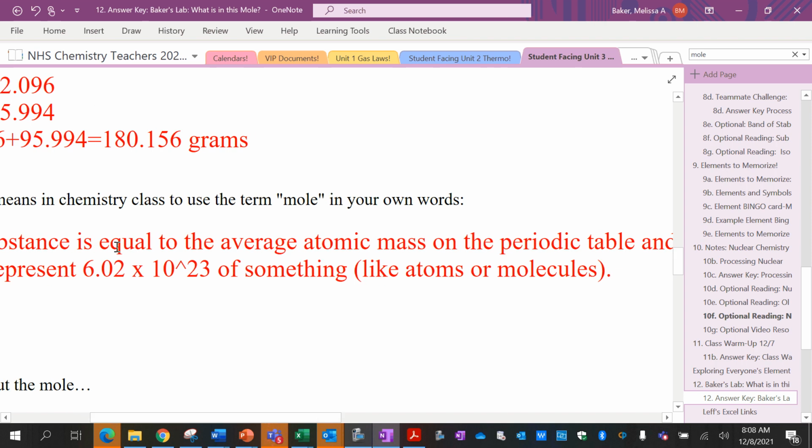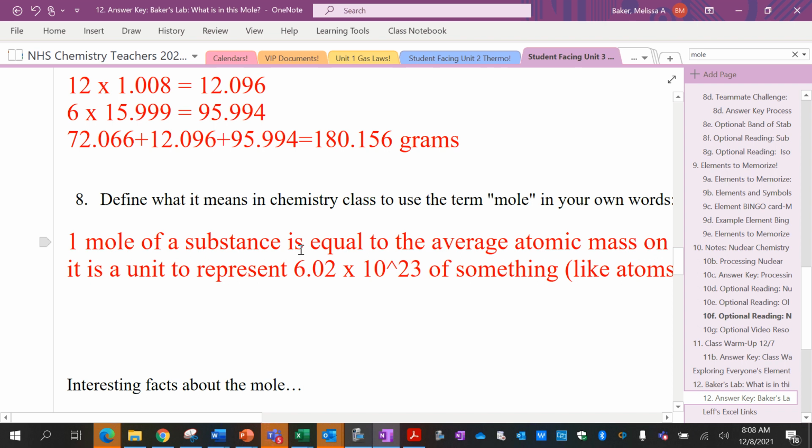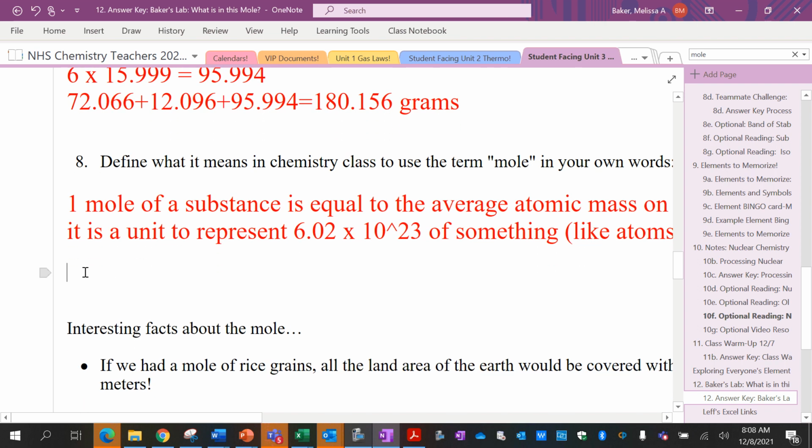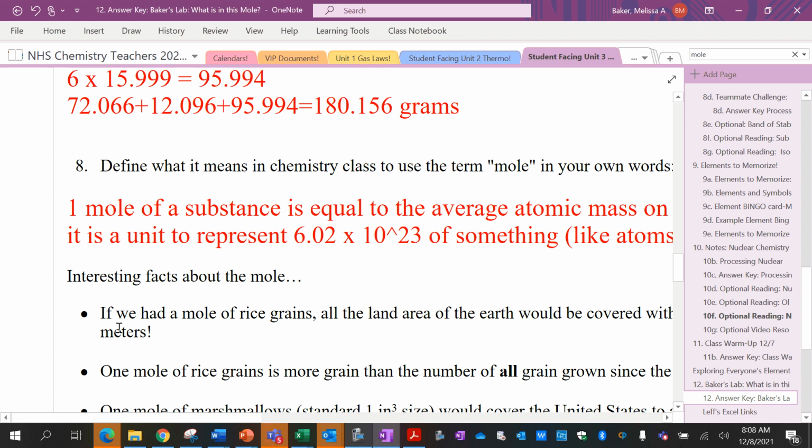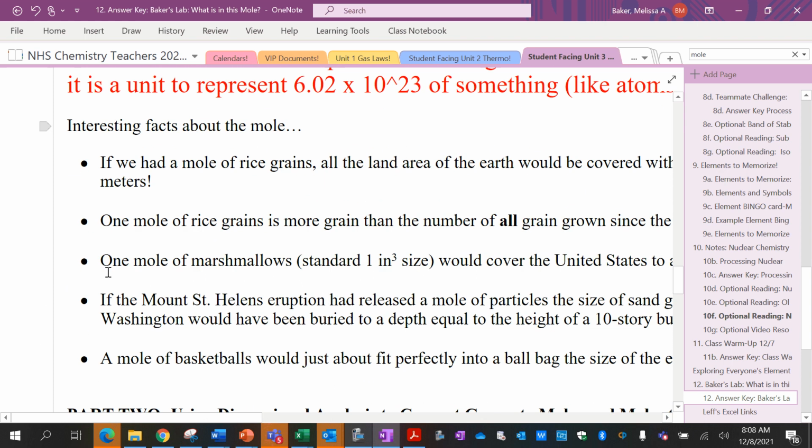It's easier to say a mole of atoms than it is to say 6.02 times 10 to the 23rd. So it's going to make our lives easier. Sorry, I was reading "interesting" here. Okay, interesting facts about the mole.